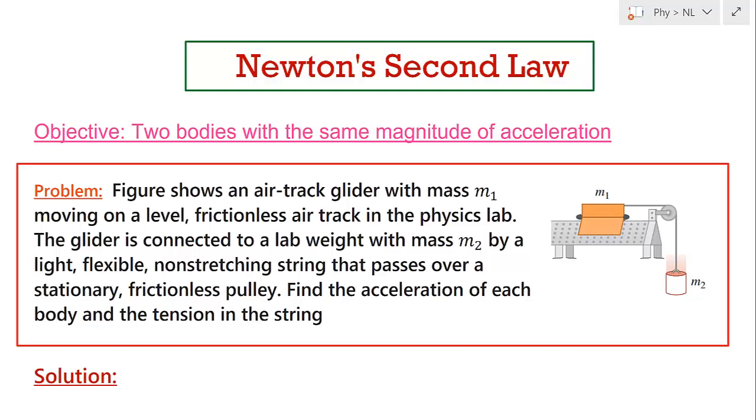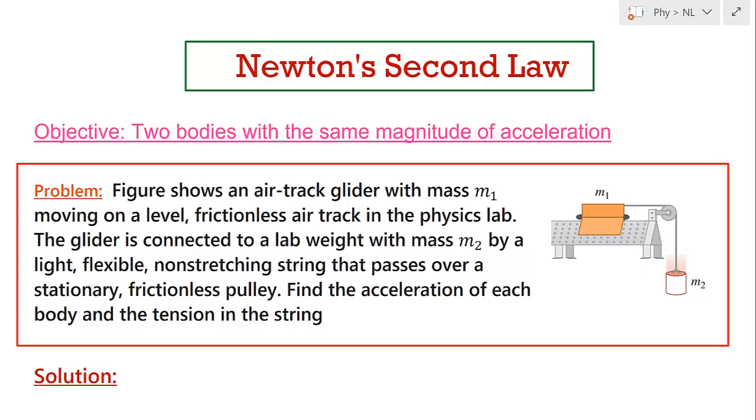Hello friends, in the last video we have seen how to apply Newton's second law to a system that contains two objects, and these two objects are having the same acceleration, that is, the same magnitude and the same direction of acceleration. So in such cases you can consider a composite system, an overall system, and you can apply Newton's second law and solve for the unknowns.